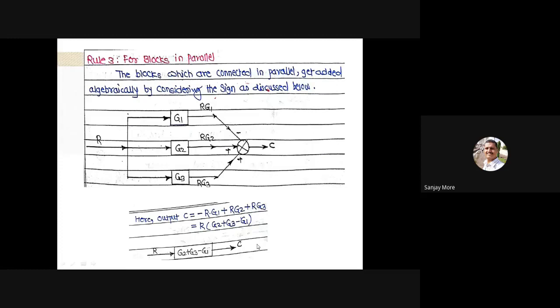Okay. This mathematical description is used where blocks are connected in parallel in different block diagrams. So write down and draw it. Give the heading: rule number 3, for blocks in parallel. Write down and draw it.